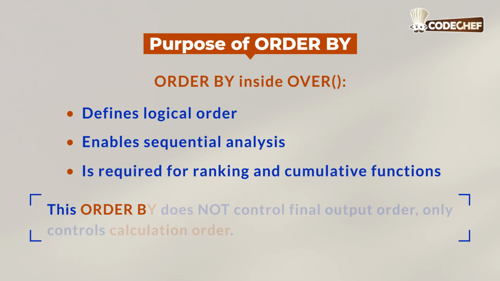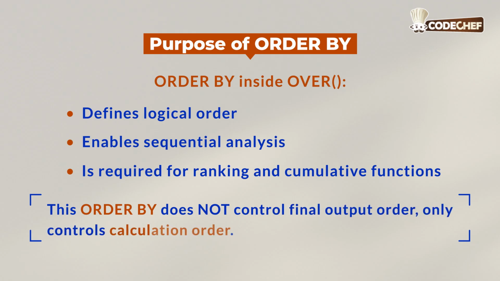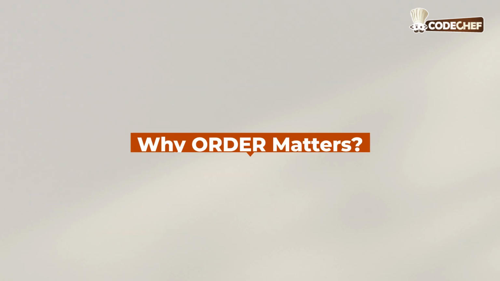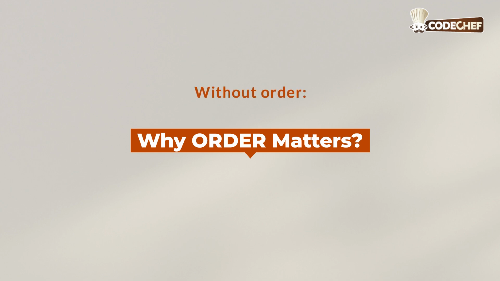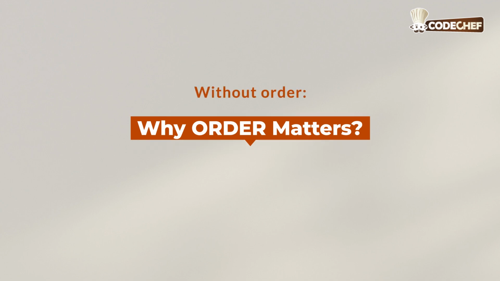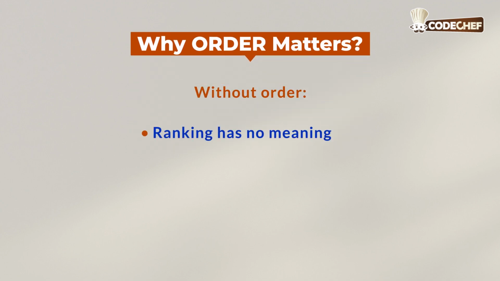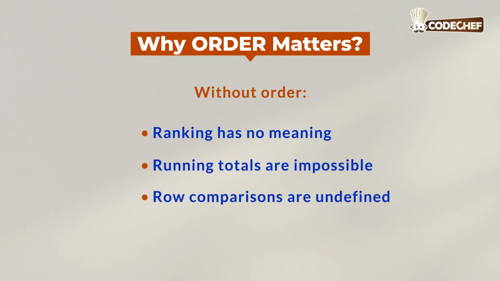This order by does not control final output order. It only controls calculation order. Why order matters? Because if we are not using order, then ranking has no meaning. Running totals are impossible and row comparisons are undefined.